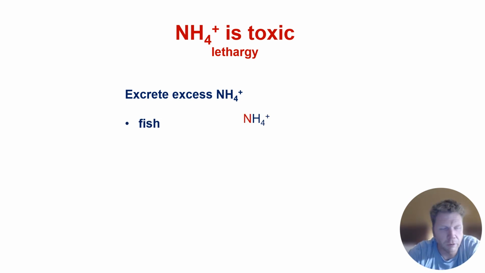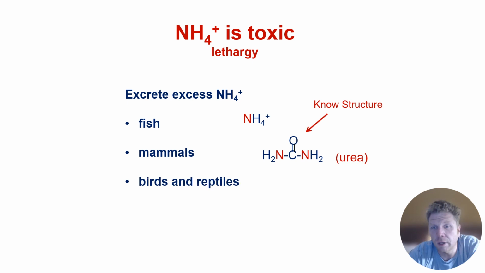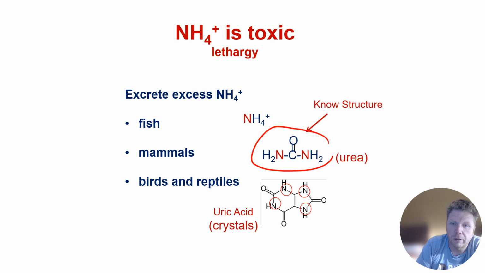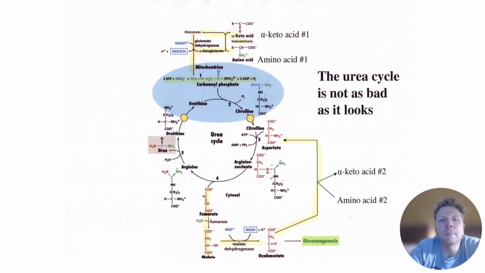Fish, well, they will just excrete NH4+, done. Mammals produce urea, you need to know that structure. Birds and reptiles produce uric acid crystals. Now, mammals, that's what we're going to focus in on, because what mammals are going to do is make this urea, and they have to figure out a way to get rid of it. Or they will have a way to get rid of it. Okay, so here we go. This is the urea cycle.